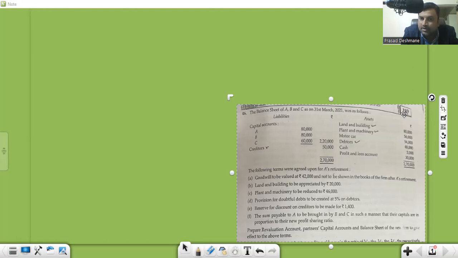Clear? Can we start? Prepare revaluation account, partners' capital account and balance sheet of the new firm after giving effect to the above terms. Right? Can we start?